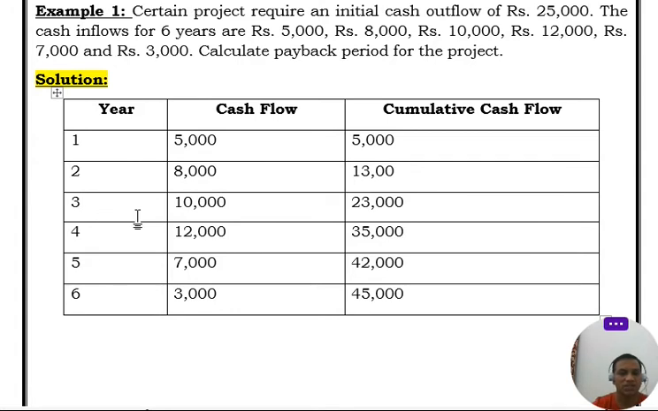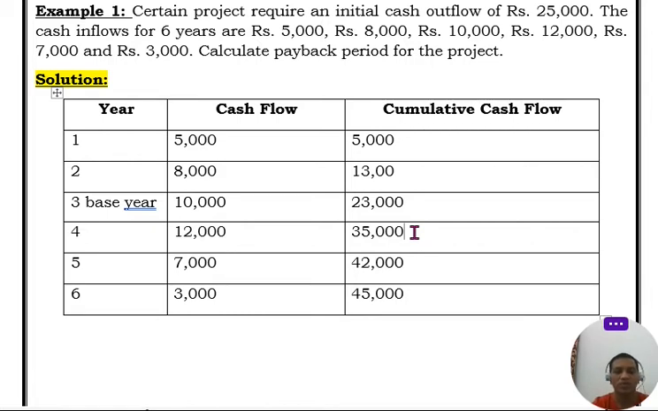That's why this 3 is called the base year. Up to 3 years, how much is recovered? 23,000. What is the cost of the project? 25. So how much is the balance still to be recovered? 25 minus 23, that is 2,000 still balance. This 2,000 is recovered in the fourth year, part of the fourth year. But exactly how much? We don't know. We have to calculate that.